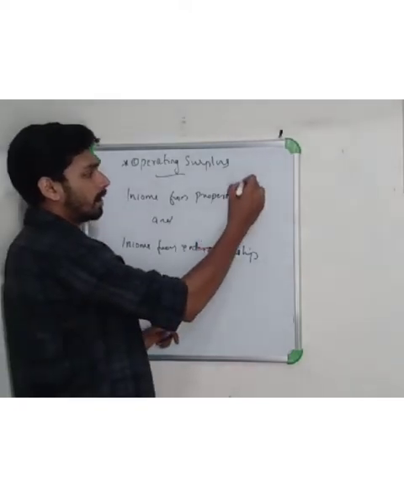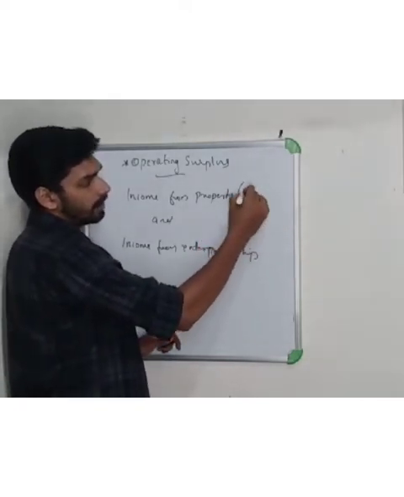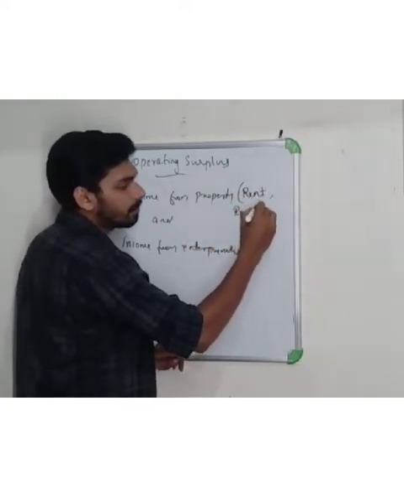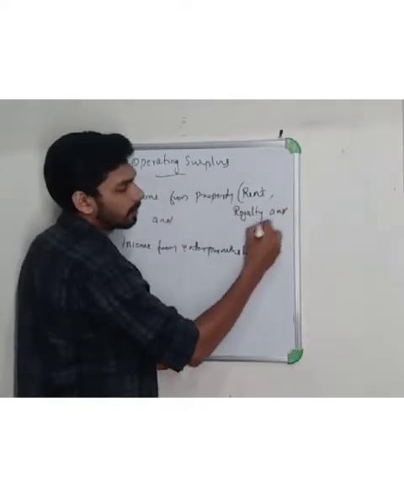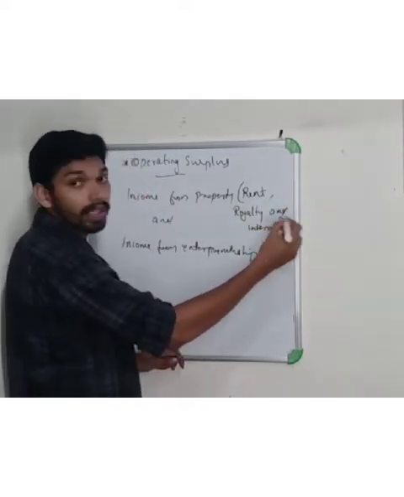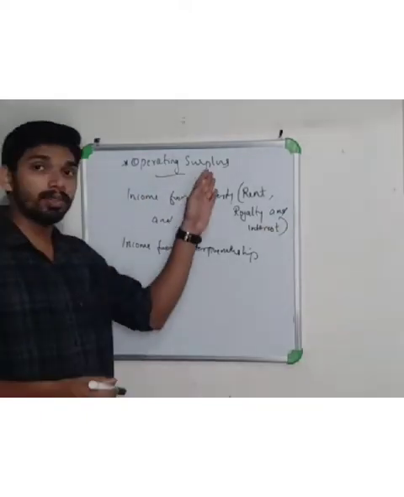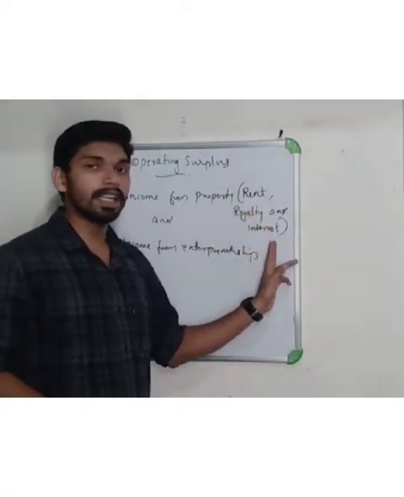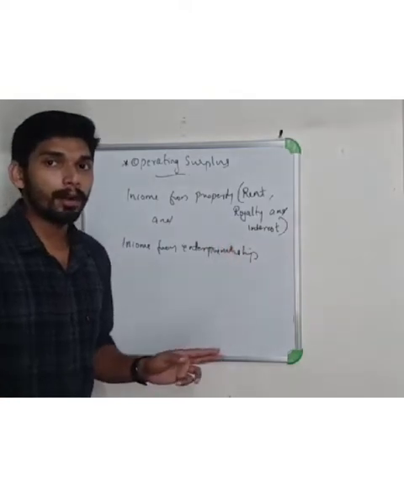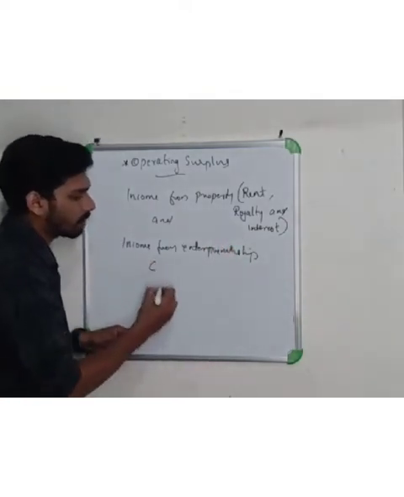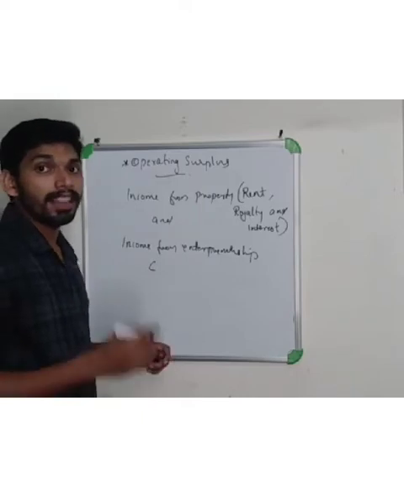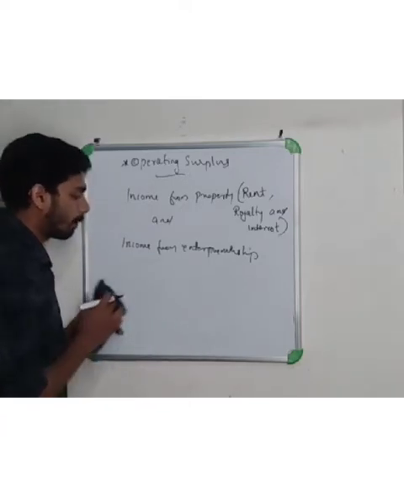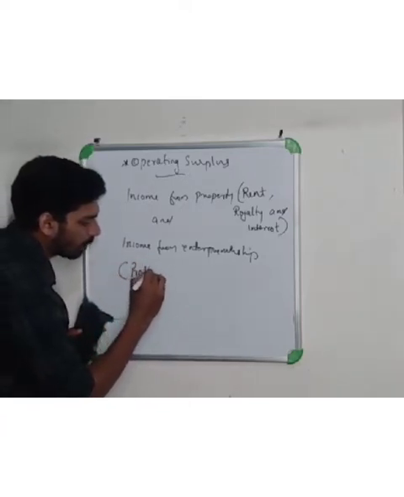The income from the property are what? It is the rent, royalty, and interest. Okay, it is very important. So operating surplus means the income from the property, and the income from the property means the rent, the royalty, and the interest. Then what is the income from the entrepreneurship? It is the profit itself. Am I right? It is the profit.